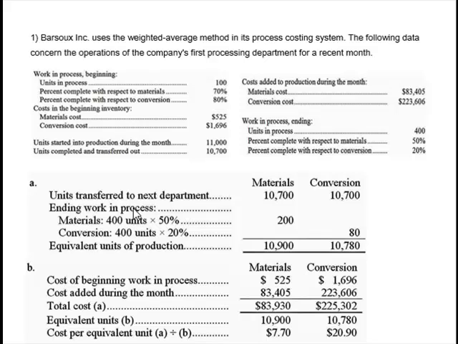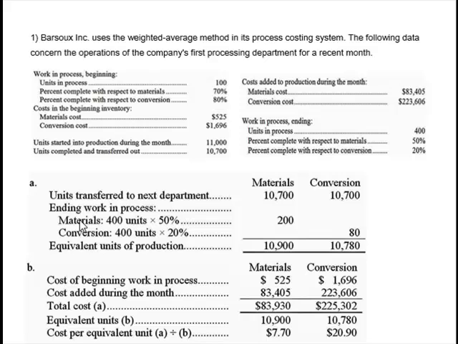And always when we calculate equivalent units of production, we're going to start by looking at the number of units that were completed and transferred out to the next department. We're given that information right here. Units completed and transferred out was 10,700. So we're going to put that number both in the materials column and the conversion column. And remember, always, units completed and transferred out are always considered 100% complete with respect to everything, which is why we're going to enter this figure as a whole number in both columns.